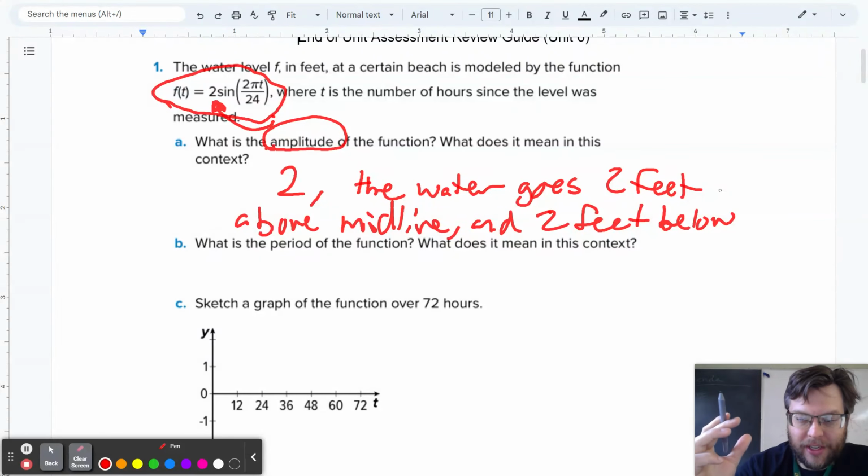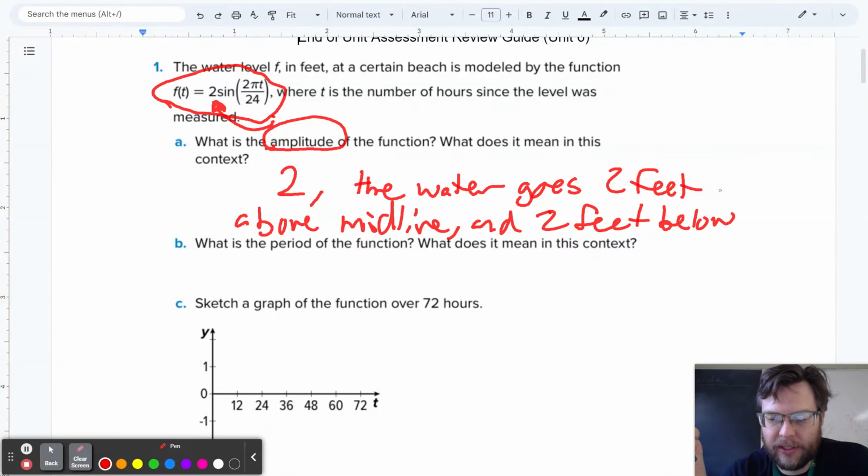So another way you could phrase that is you could say that there's like a 4 foot difference between the highest tide and the lowest tide, or you could say it's 2 feet above average at its highest and 2 feet below average at its lowest. So either one of those are correct.